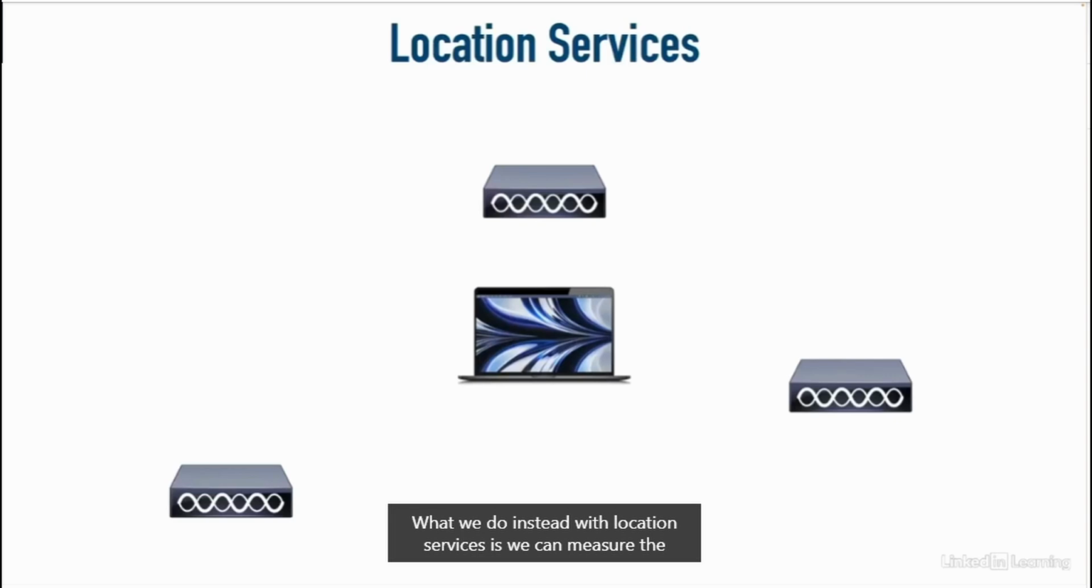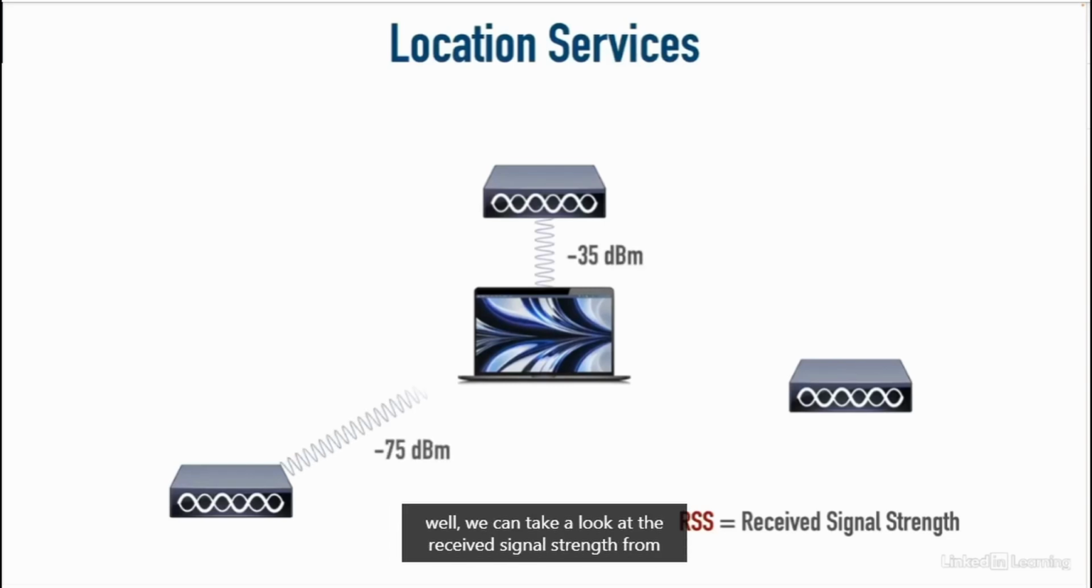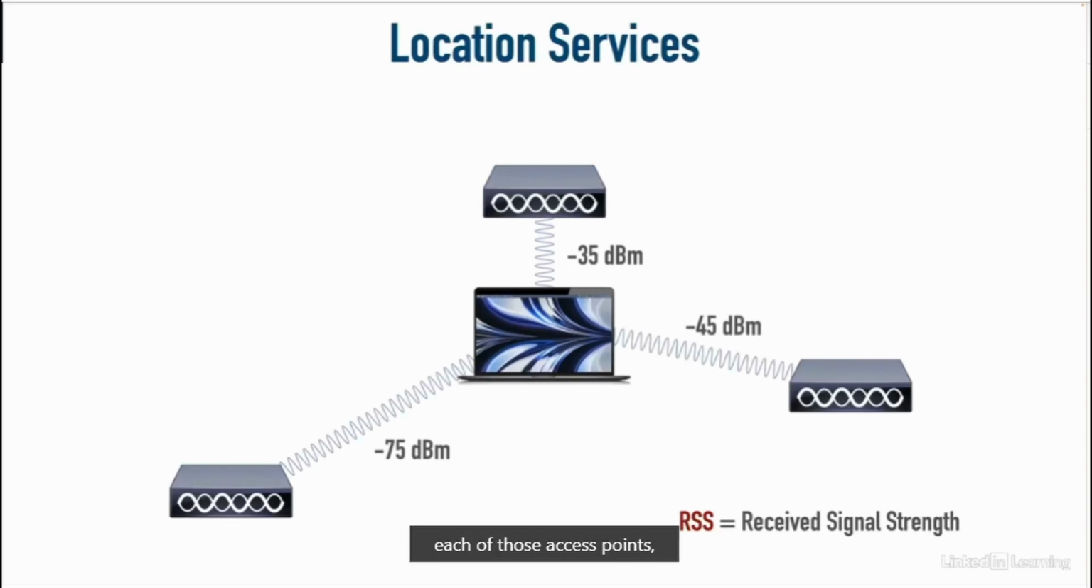What we do instead with location services is we can measure the signal strength from multiple access points. This signal strength is measured as RSS, received signal strength. And let's say that this laptop on screen is in the proximity of 3 access points. Well, we can take a look at the received signal strength from each of those access points. And if we have a floor plan showing where those access points are installed, then it can mathematically be determined fairly precisely where this client is right now. Not just at the location of an access point, but at a location that would result in these received signal strengths from these specific nearby access points.